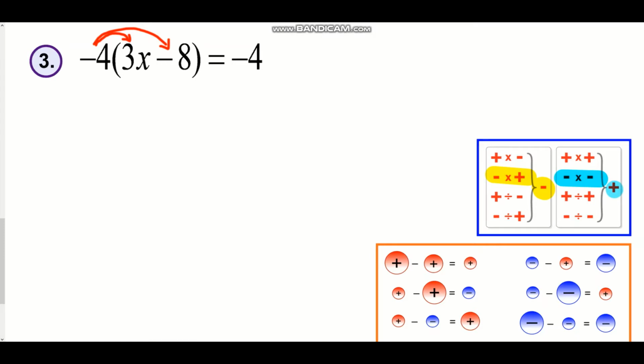Just to show you how to use those tables on the right-hand side there. So to start this equation off, -4 times 3x is -12x. I get a minus answer for that one, and then I just do 4 times 3 as normal. And then -4 times -8 is going to be positive 32. That equals -4 still.